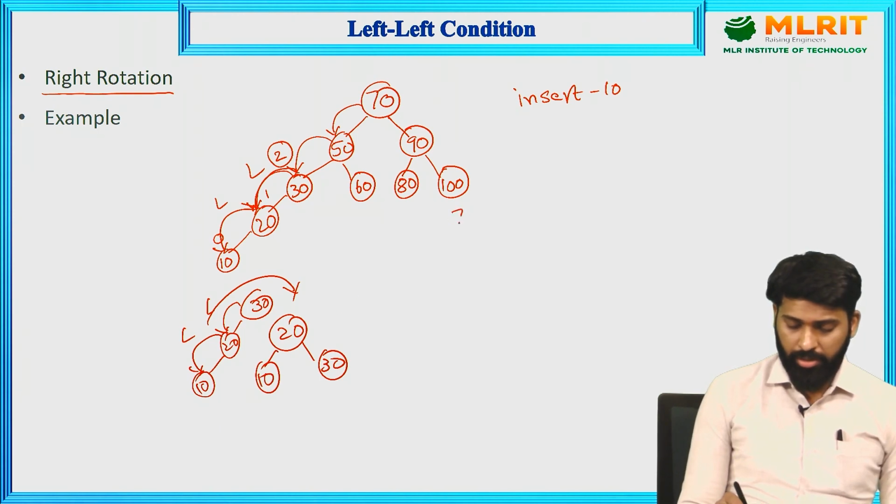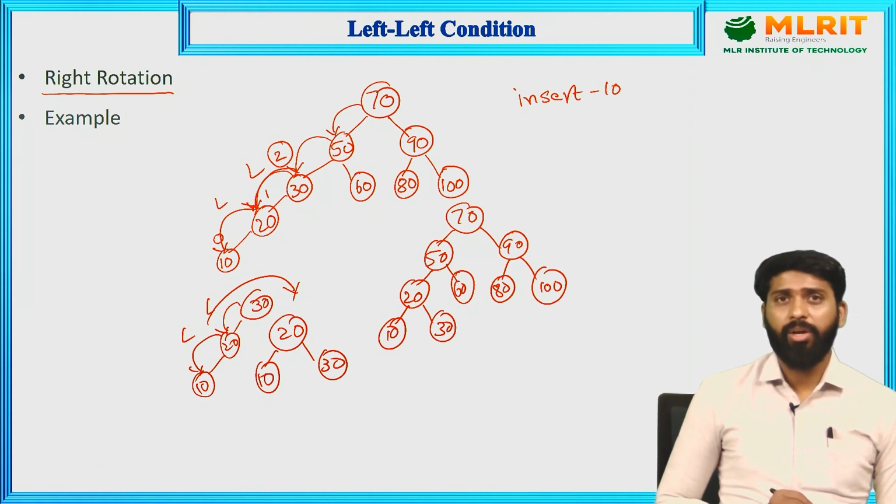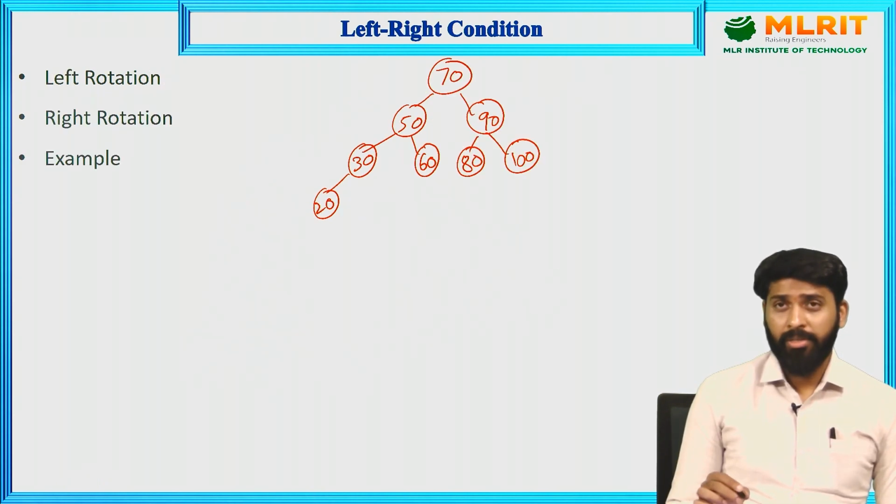So this is the tree after rotation: 70, 50, 20, 30, 10, 60, 90, 80, 100. Now consider this tree and insert 25.